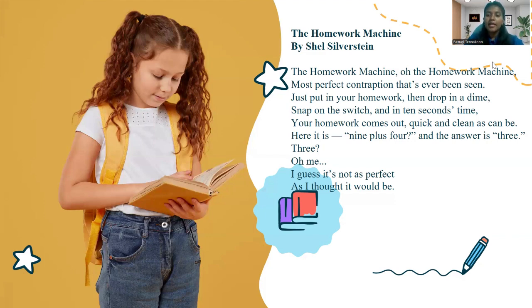Here it is, 9 plus 4, and the answer is 3. 3? Oh me, I guess it's not as perfect as I thought it would be. So this machine tries to solve a math problem. What is this math problem? It's 9 plus 4, which is 13. But this machine says 3. Instead of giving the right answer, 13, it gives the wrong answer, 3.